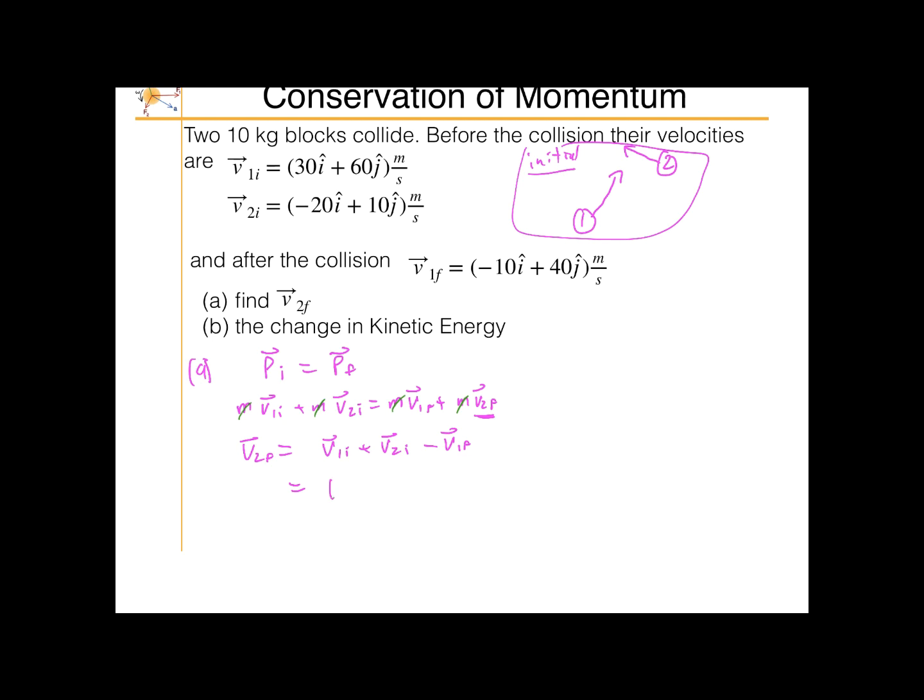So I'm just going to write it out. V1 initial is 30 i hat plus 60 j hat meters per second, and then to that we're adding V2 initial, which is minus 20 i hat plus 10 j hat meters per second, and then it's minus V1 final. Here's V1 final, right? So minus V1 final. I'm just going to add the negative of that. So multiply that thing times minus 1, so it's plus 10 i hat minus 40 j hat meters per second.